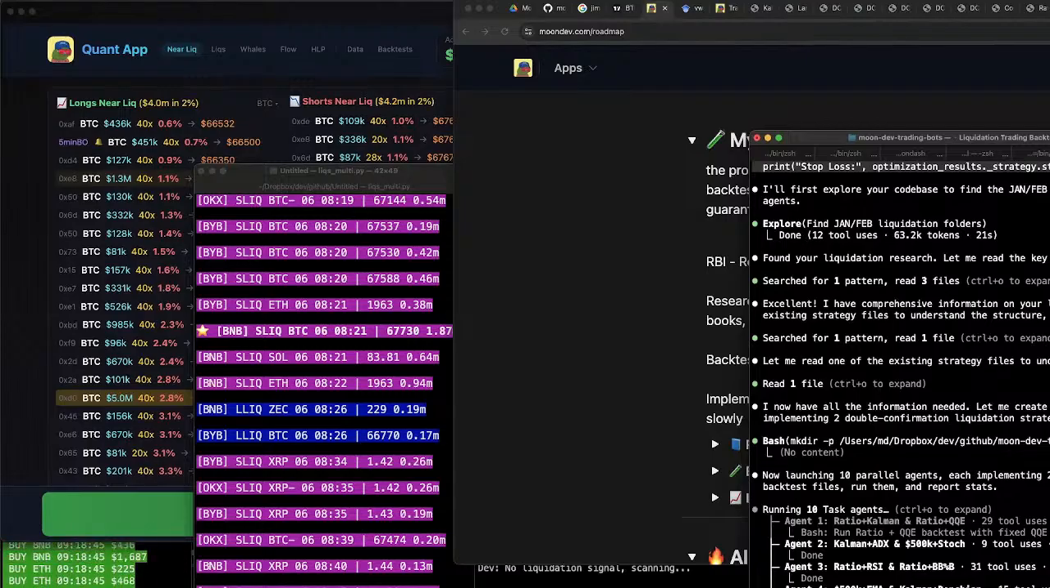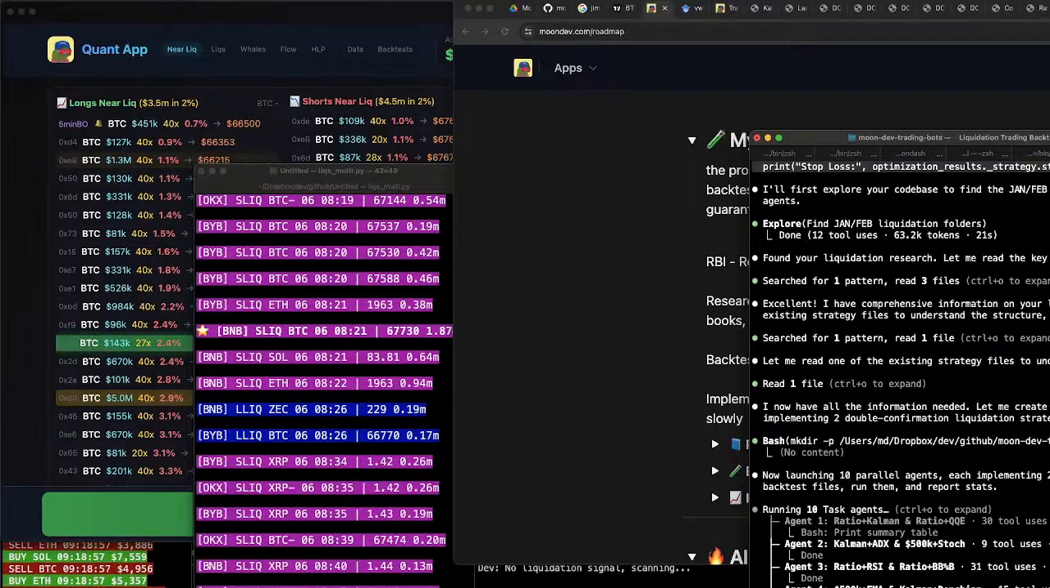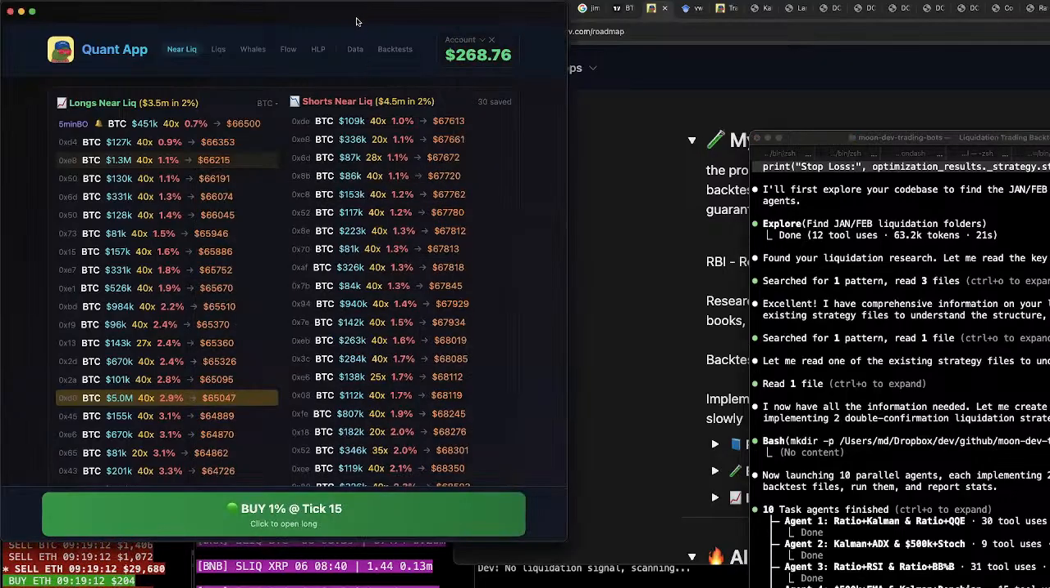GM. Just sipping coffee. Let's see if there are any big liquidations coming up here. We got BTC 451K. So these are actually closer now. So we must be pushing down a bit.